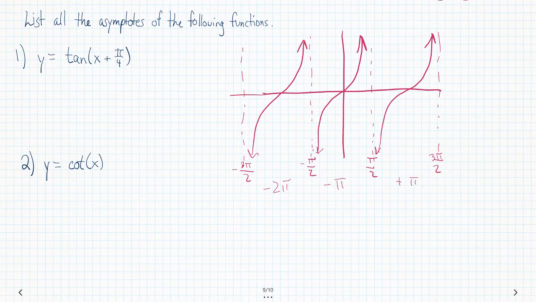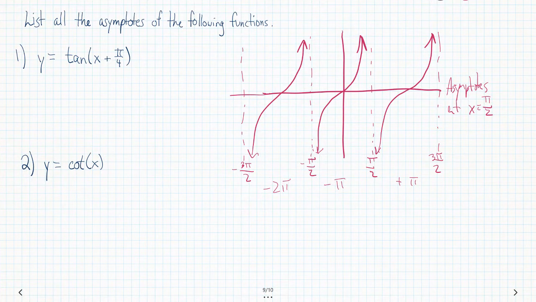So the asymptotes are at x equals pi over 2. Now there's another way. If you aren't sure on the graph where it's generated from, it comes from the unit circle.